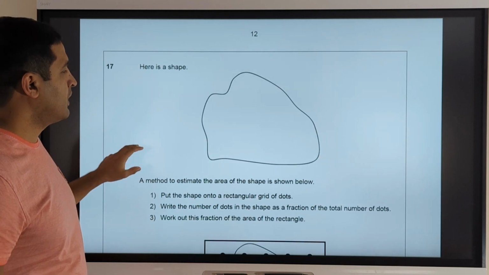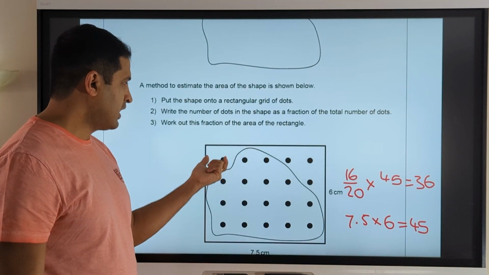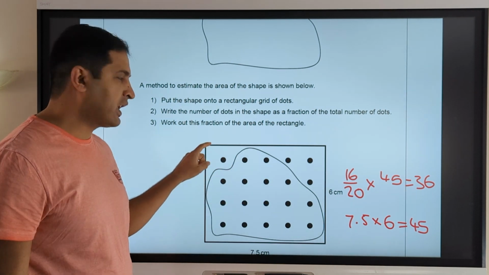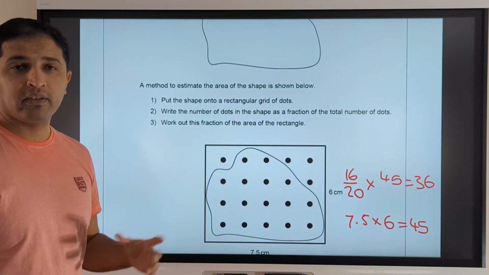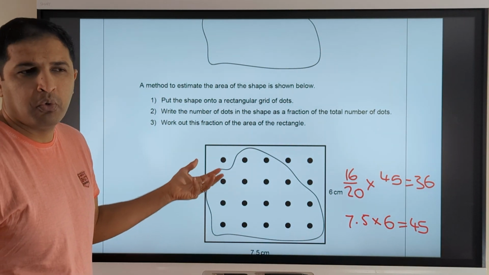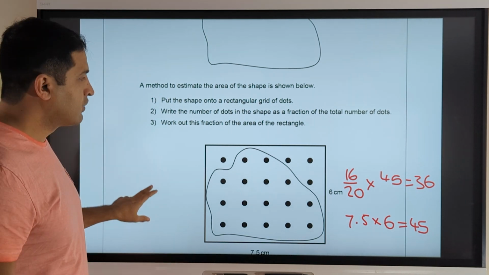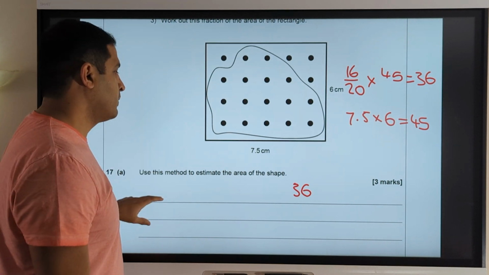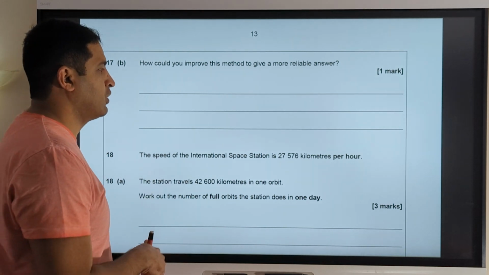How could we improve this method to give a more reliable answer? If you want to improve it, you can have more dots, because the dots are not enough basically, right? Or you can have your rectangle on the dots exactly, so you can estimate the answer correctly. So those are 1 or 2 ways you can make it better. So have more dots or smaller dots. Either way you can say that. More dots or have the rectangle on top of the dots.